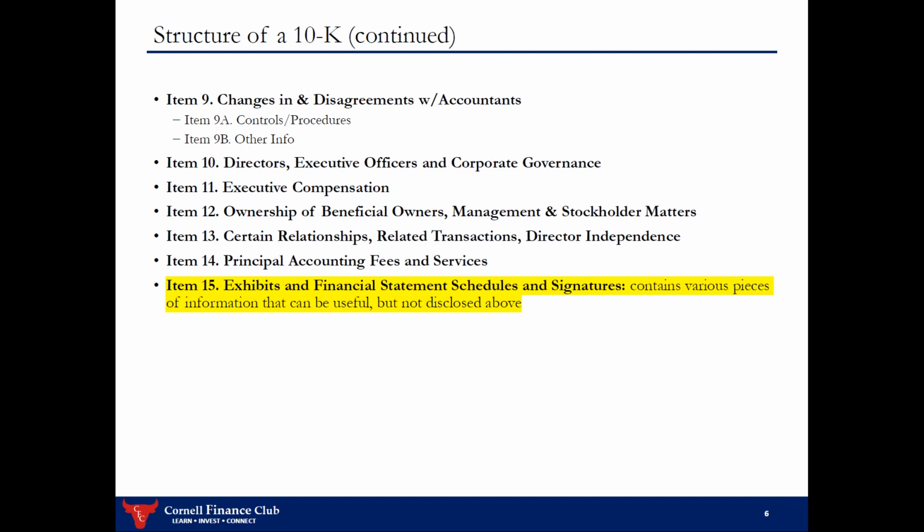So, for example, this summer, we worked with a company that had a lot of partnerships with banks. A lot of the contracts were in item 15, and that gave us a lot of perspective about how the business worked. And the rest is generally not so important for financial analysis, but they're disclosed in a 10K.